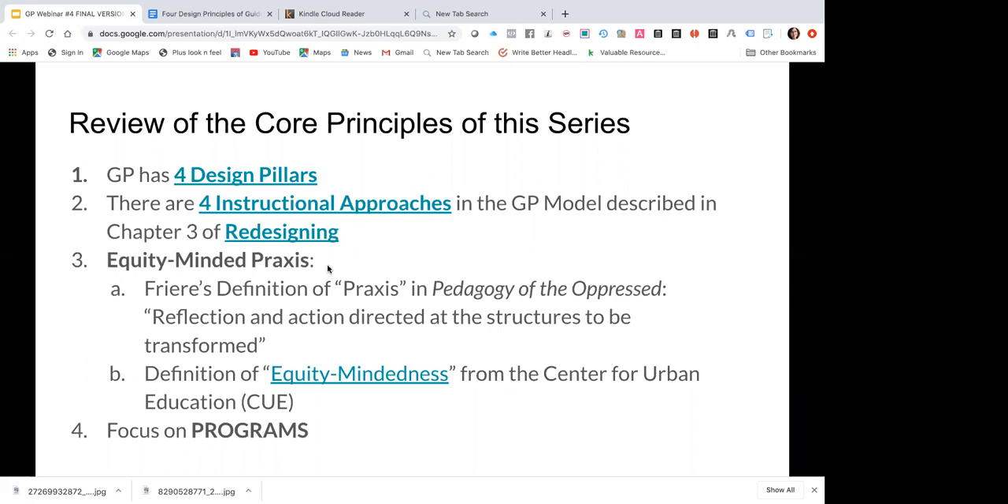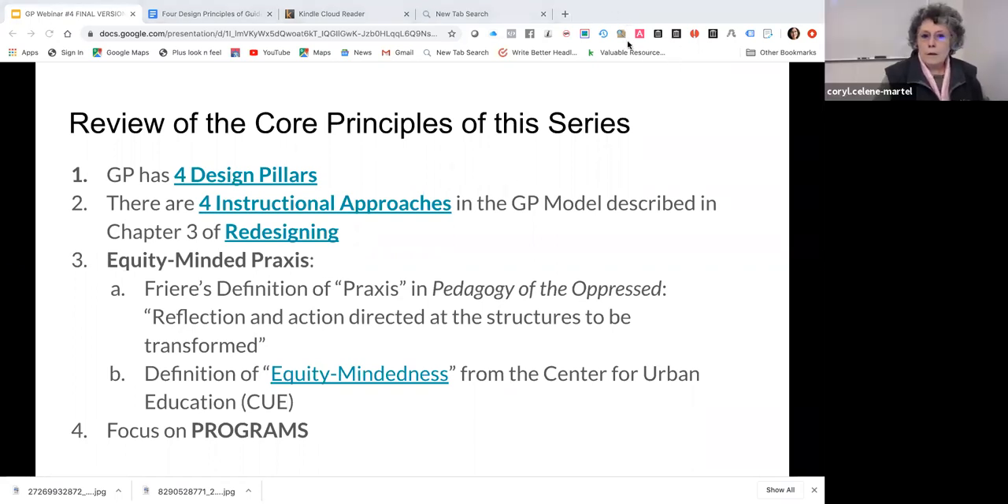The 4th core principle of this webinar series is a focus on programs. Today's webinar is going to talk more about that, because if you still keep a course-centric model, which we'll talk about, you can't effectively engage with other institutional stakeholders in institutional reform. So that's what we're going to talk about today.